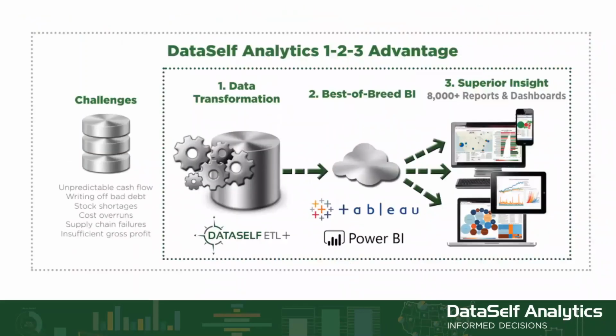From a technology standpoint, the DataSelf Analytics 1, 2, 3 advantage is this: people have challenges pulling data out of their Acumatica system and answering questions. What's going to happen with my cash flow? Do I need to write off bad debt, and why? Am I having too much inventory on hand? If you have inventory on hand, what's happening with my gross profit? So step one of DataSelf is taking the data from your data sources like Acumatica and transforming that data into a format that is easy and fast for reporting.